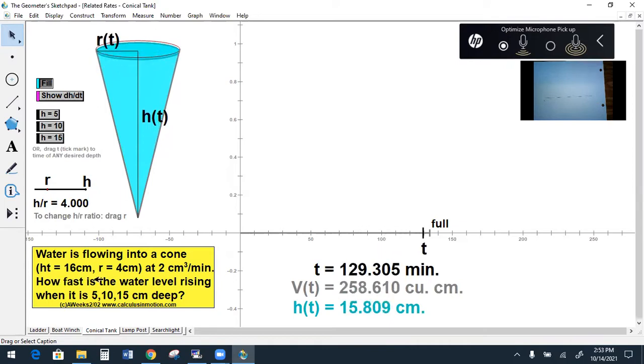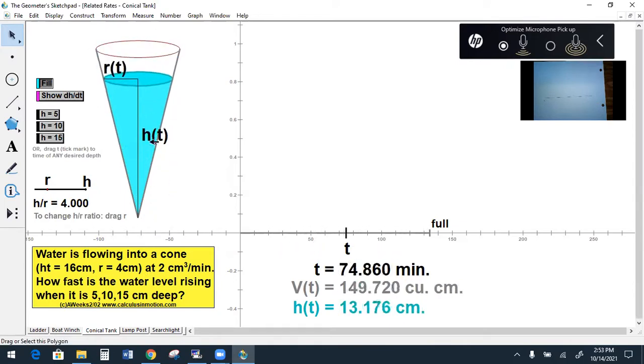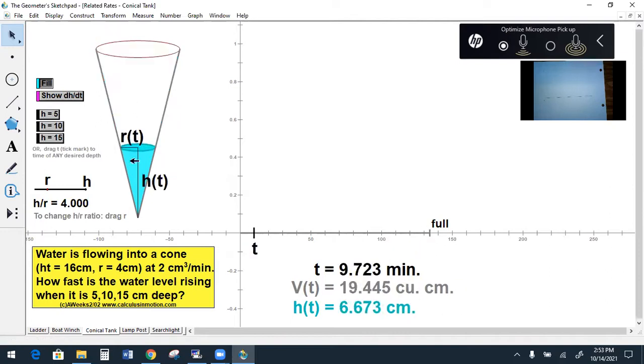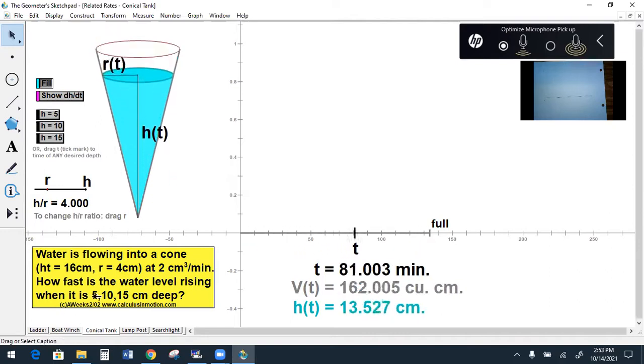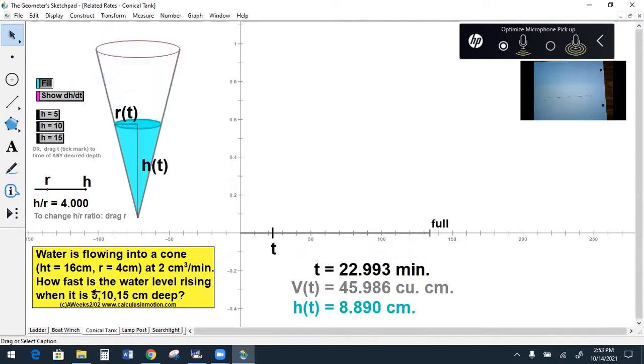How fast is the water level rising? That's your question mark. So that's H, dH/dt is what we're gonna be looking for, when the water is 5 centimeters deep.